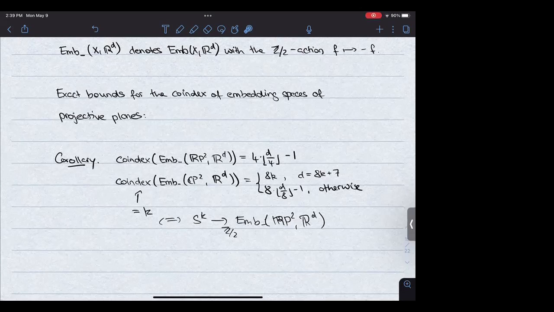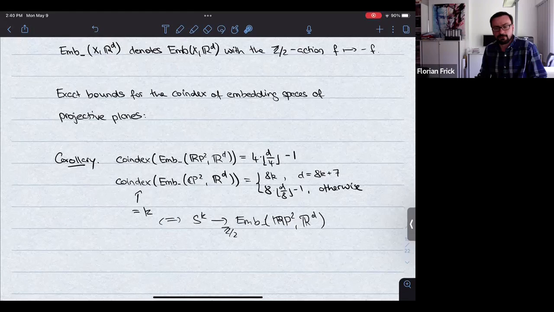I see. Great. So this gives you sort of an alternative proof of non-existence results for non-singular bilinear maps, for example. Yes. I see.